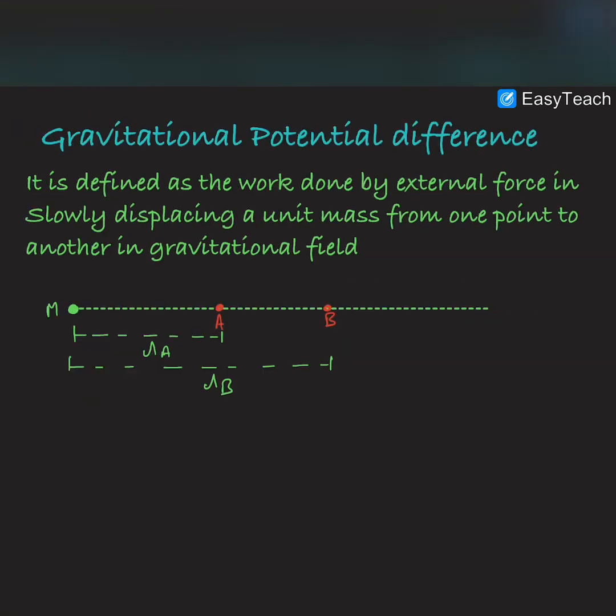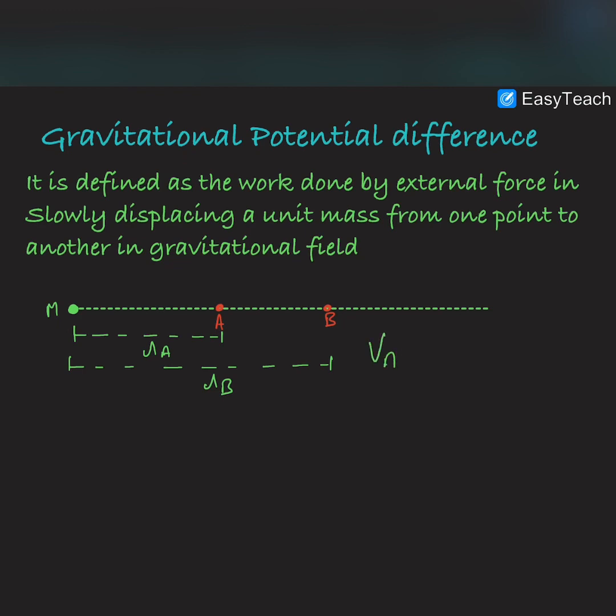Now let us discuss the gravitational potential difference. It is defined as the work done by external force in slowly displacing a unit mass from one point to another point in the gravitational field, which means that it is simply the difference of gravitational potential of 2 points. If we have to displace a unit mass from point B to A, then the work done by our external force in displacing the unit mass from B to A is called the potential difference between A and B.